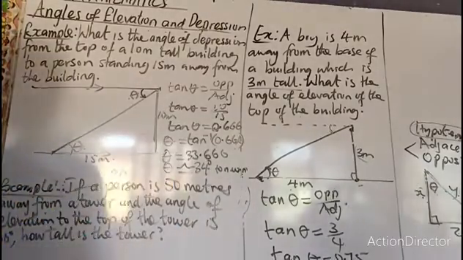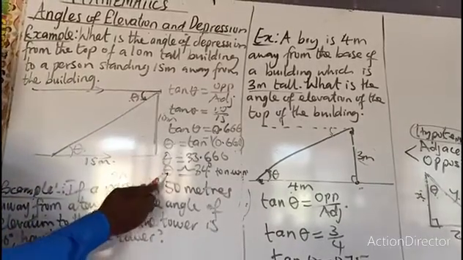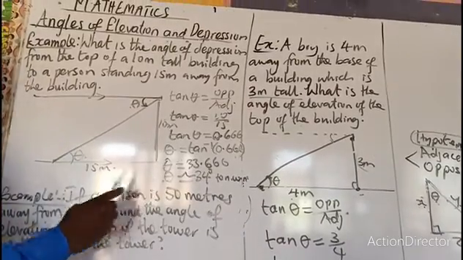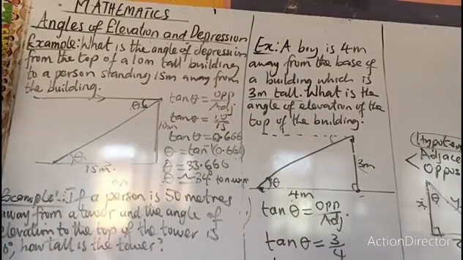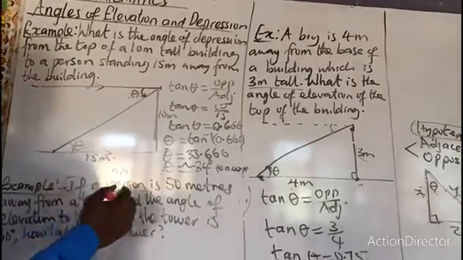So that means our angle of elevation is theta, which means angle of depression is also this theta. Is that clear? Now, that is how simple this is. Now, let's see the next example.